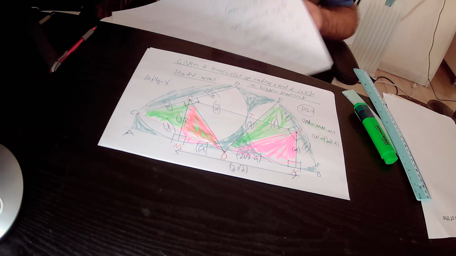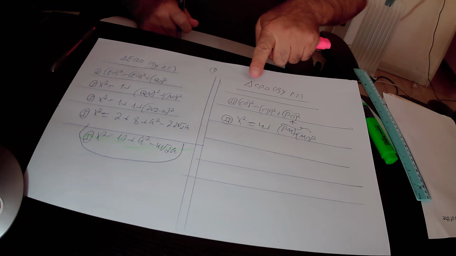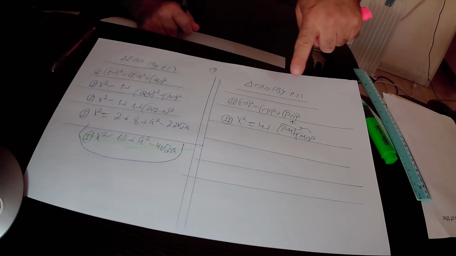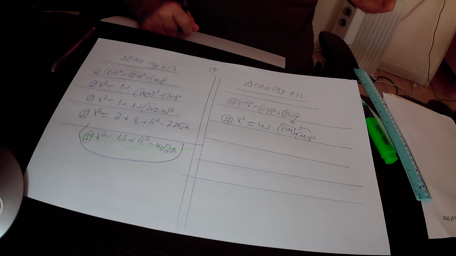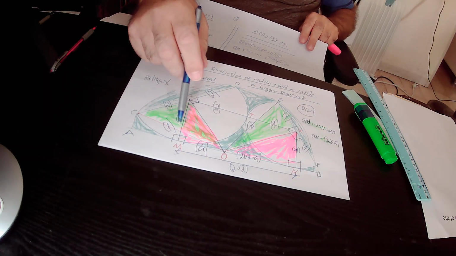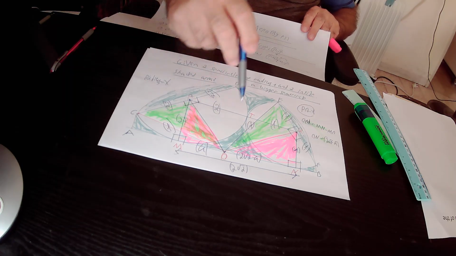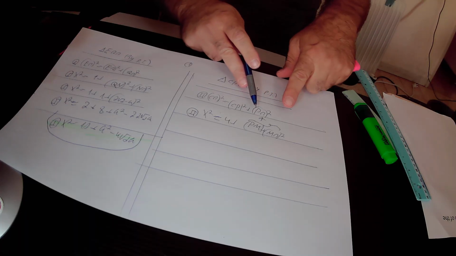Repeat again. CO equals x, therefore CO squared is x squared, and it equals CP squared. CP is 2, therefore CP squared is 2 squared, that is 4, plus PO squared. PO is the hypotenuse of this right triangle PMO, therefore, according to the Pythagoras theorem, PO squared equals PM squared plus MO squared.